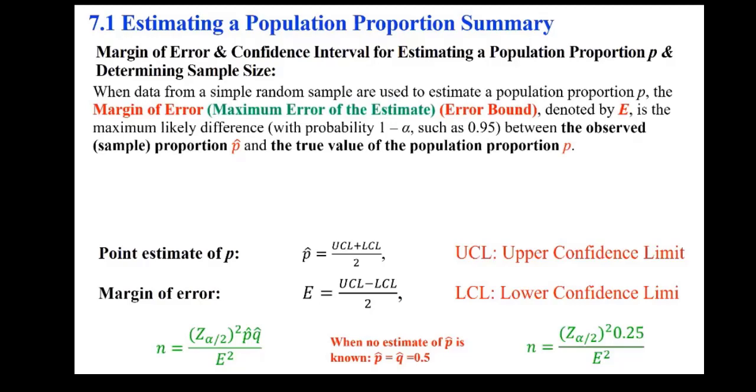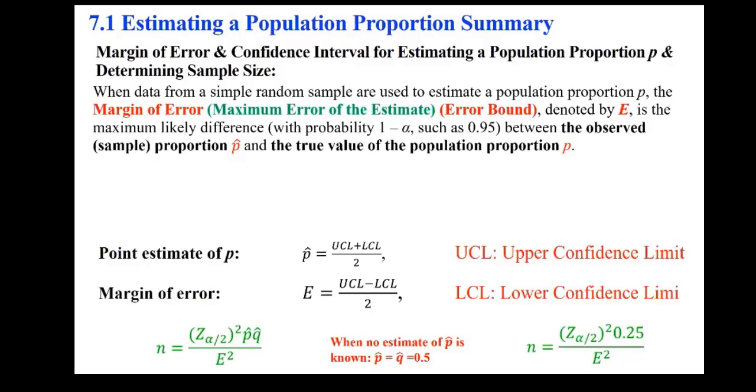When data from a simple random sample are used to estimate a population proportion P, the margin of error, maximum error of the estimate, also called the error bound, denoted by E, is the maximum likely difference, with probability 1 minus alpha, such as 0.95, between the observed sample proportion P hat and the true value of the population proportion P.